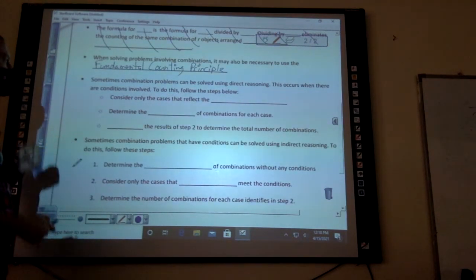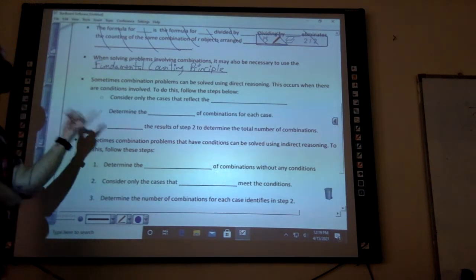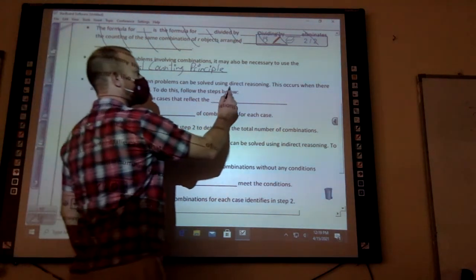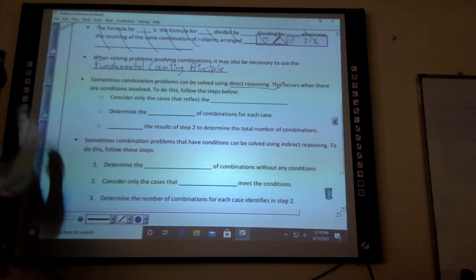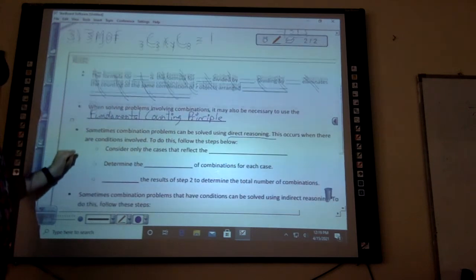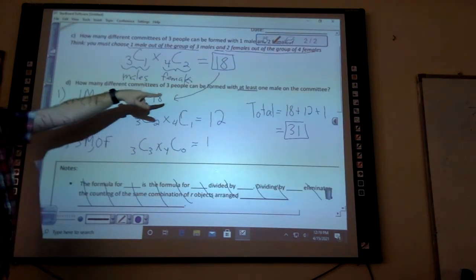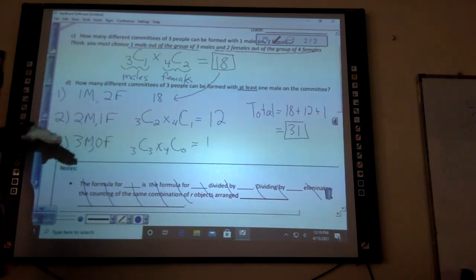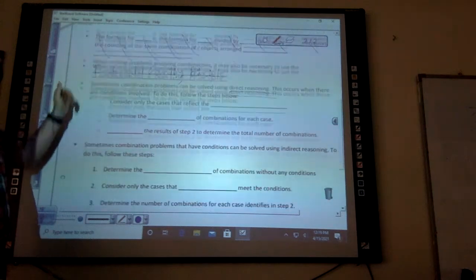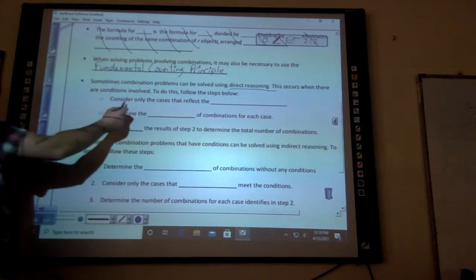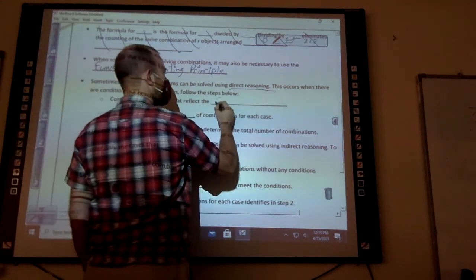Okay, sounds good. And with combinations, sometimes what we did is something called direct reasoning. So that means just finding the cases that the conditions are involved. So like for this, here's the condition of at least one male. I solved for all the cases that solved for at least one male. So in that method that we used, we considered the cases that reflect whatever the conditions are.